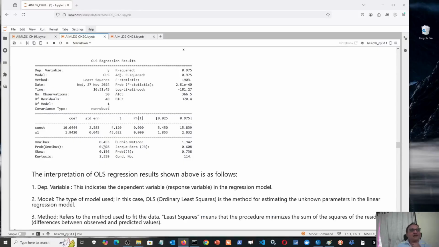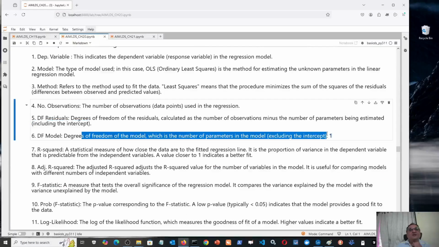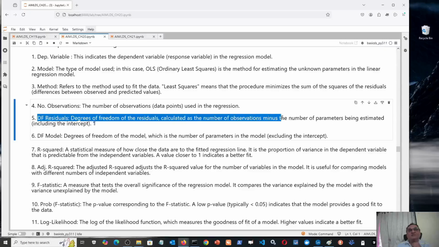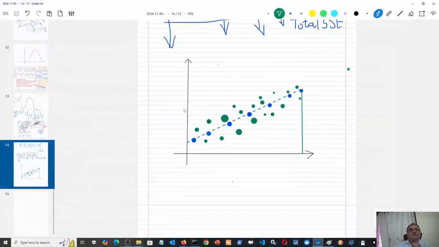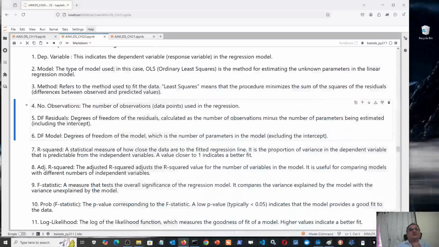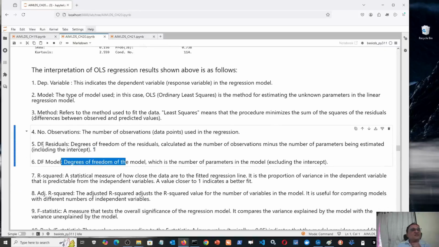Degree of freedom of model. So this model, what is its degree of freedom? It is the number of parameters in the model, excluding the intercept. In the previous case, degree of freedom of residuals was number of observations minus the number of parameters being estimated. While here, the degree of freedom of model is equal to the number of parameters in the model, excluding the intercept. So number of parameters in the model are only two, beta 0 and beta 1. Among them, beta 0 you have to exclude. So only one remains, beta 1. So the degree of freedom of model is 1. Okay. Covariance type is non-robust.